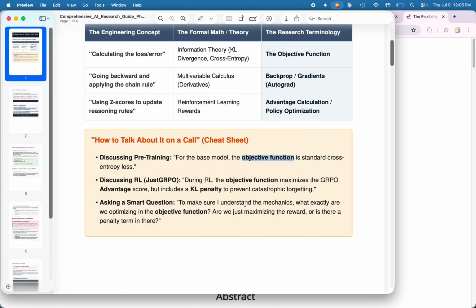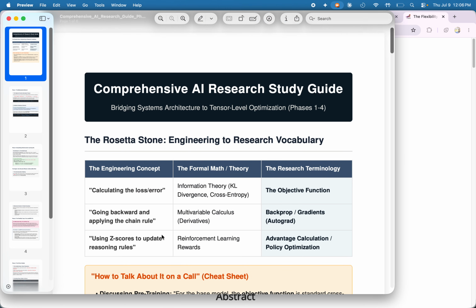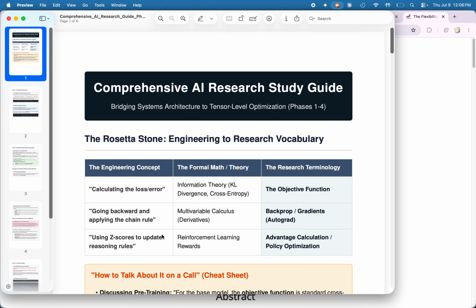So whenever we need to ask them a small question, we can talk to them in their own language. What exactly are we optimizing in the objective function, or are we just maximizing the reward? Is there a penalty term in there? These are some of the basic things we need to know.